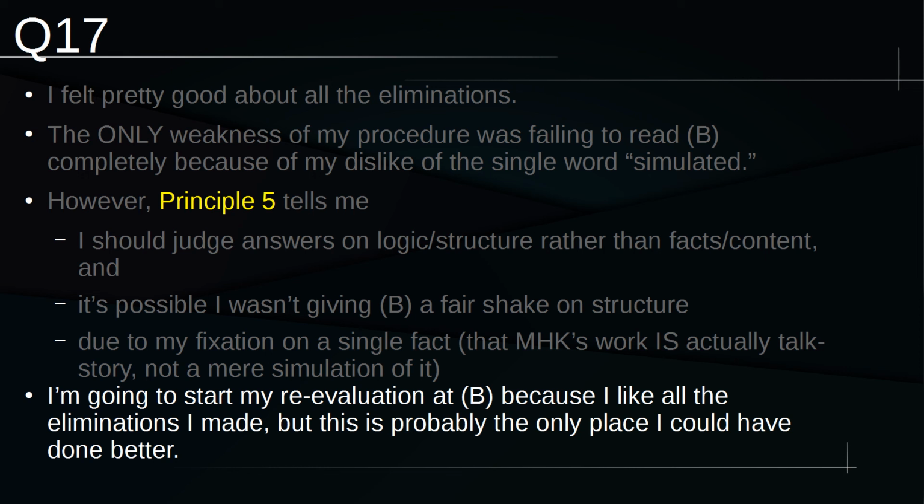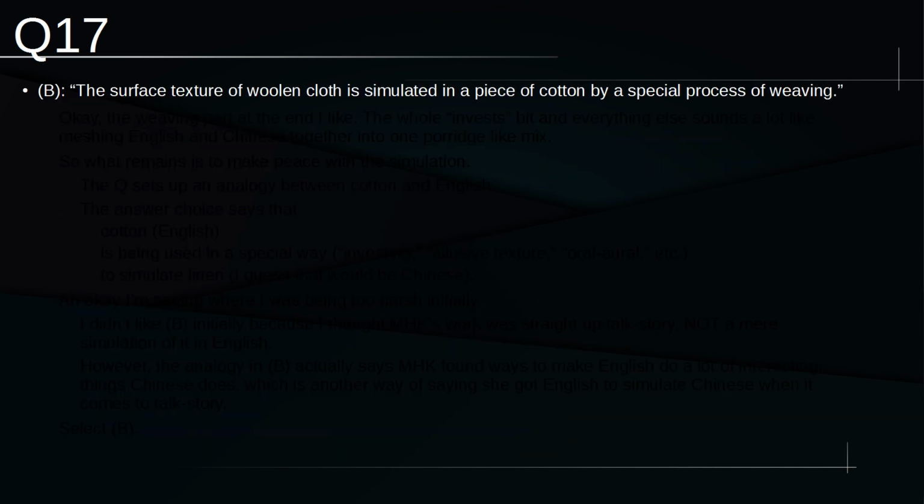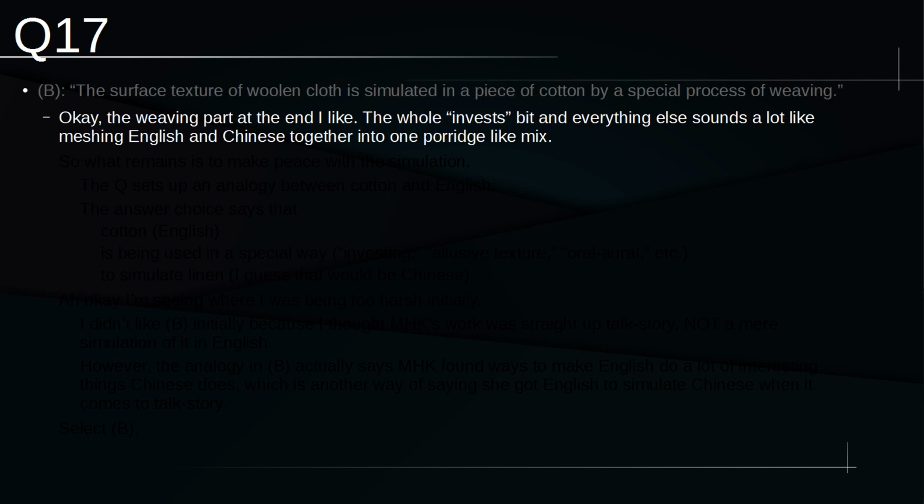I'm getting the feeling, actually, a hint that it is B already, just based on how sure I was of eliminating the rest, and the fact that this is the only place where there's still any room for a changed interpretation for me. But we'll actually go through it and see. Answer choice B tells us the analogy they're making is: the surface texture of woolen cloth is simulated in a piece of cotton by a special process of weaving. This is weird, but let's unpack it. The weaving part at the end, I actually like it. I skipped it initially, of course, but now that I read it, I like it. The whole "invests" word and everything else sounds a lot like meshing English and Chinese together into one sort of porridge or soupy mix where things get kind of indistinguishable.